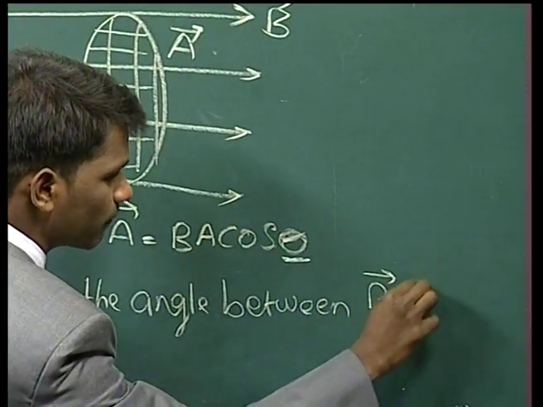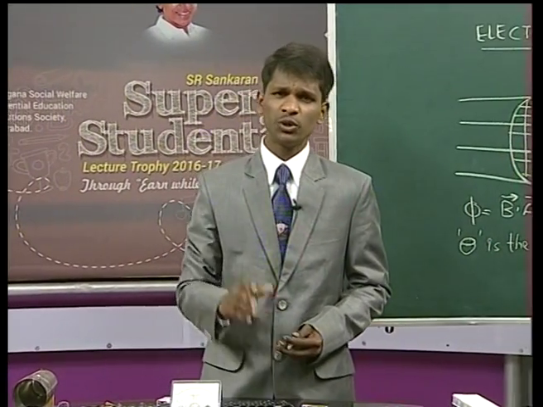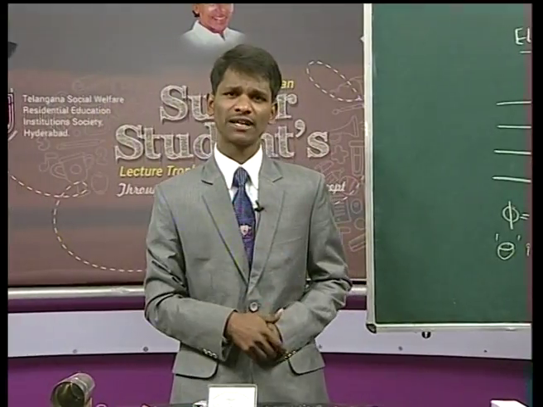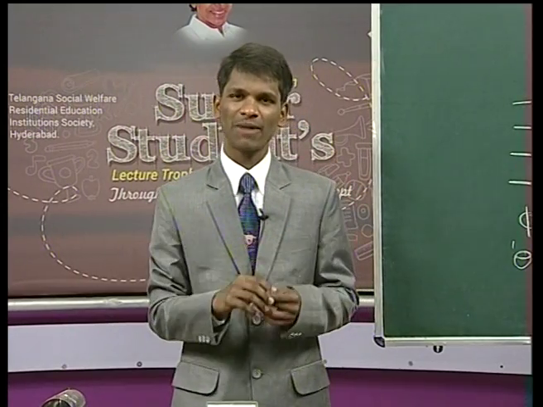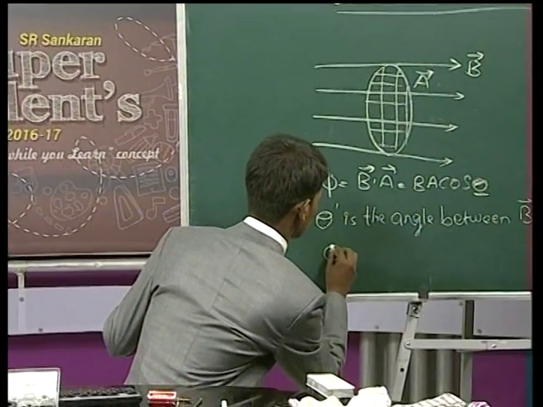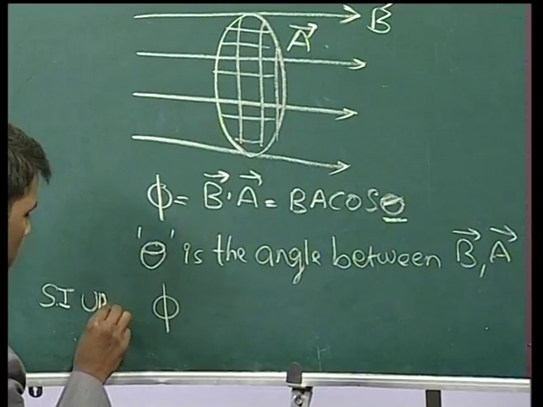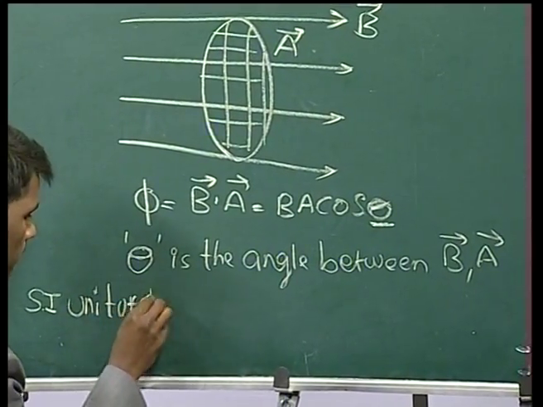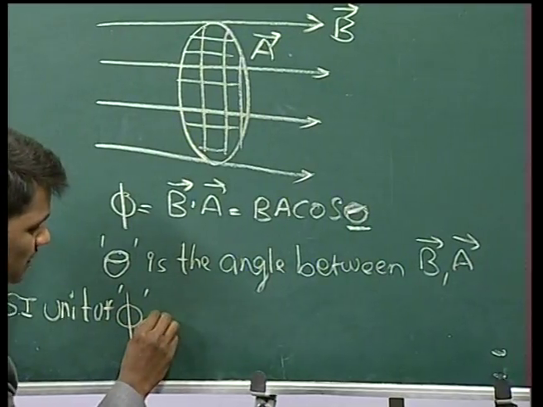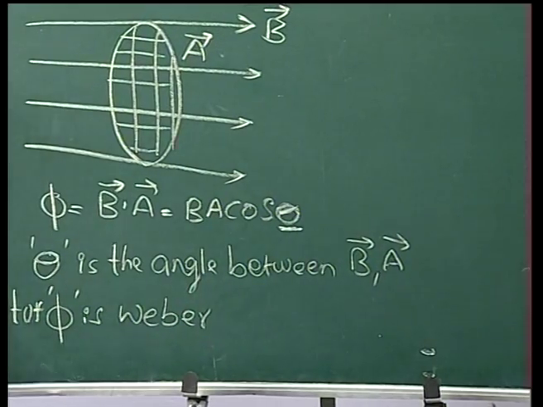Vector B and vector A. Friends, do you know what is the SI unit of magnetic flux? Okay friends, the SI unit of magnetic flux is Weber. The SI unit of magnetic flux is Weber. Friends, this is magnetic flux.